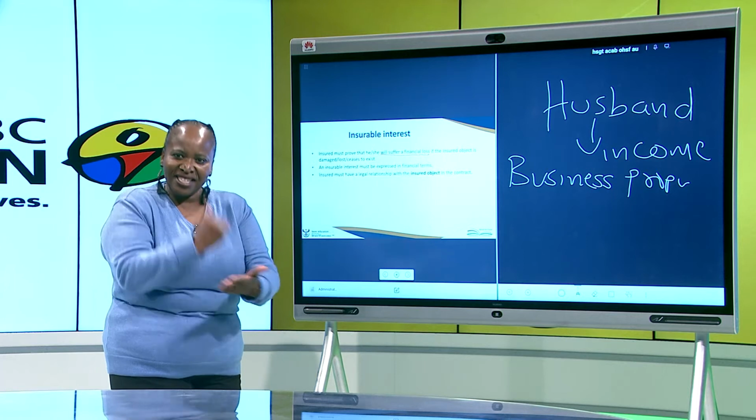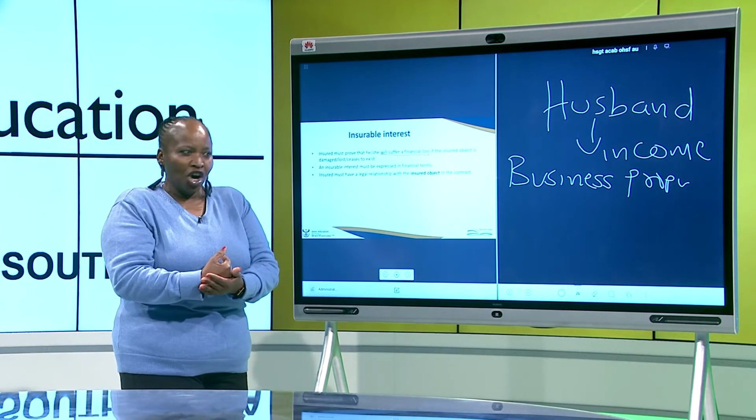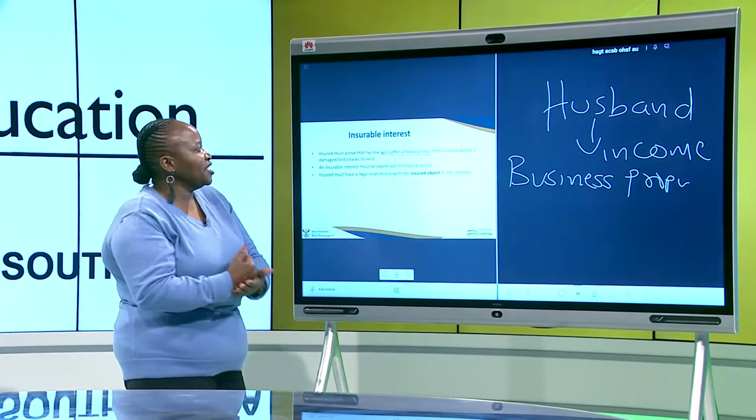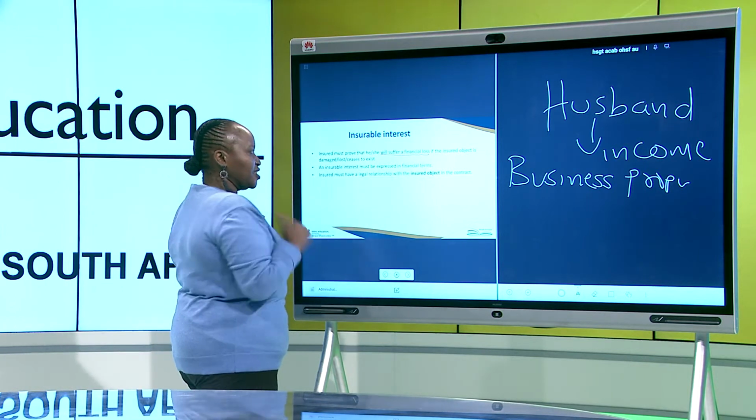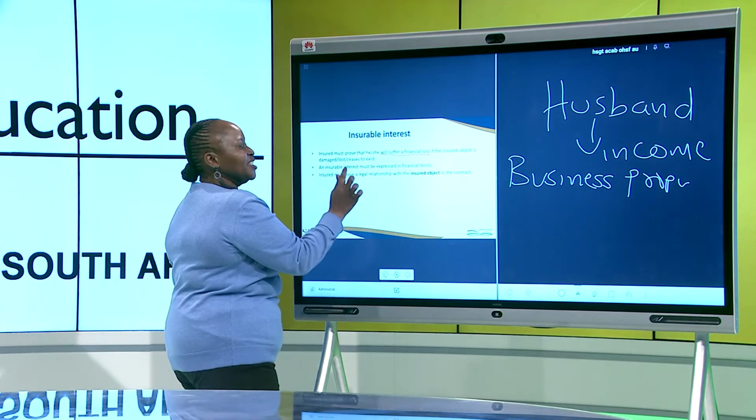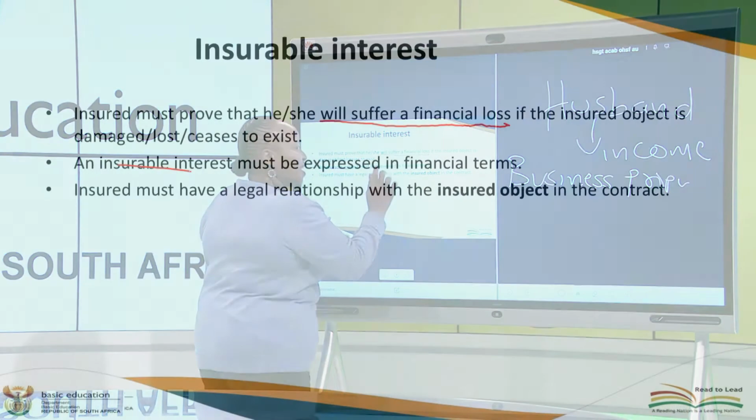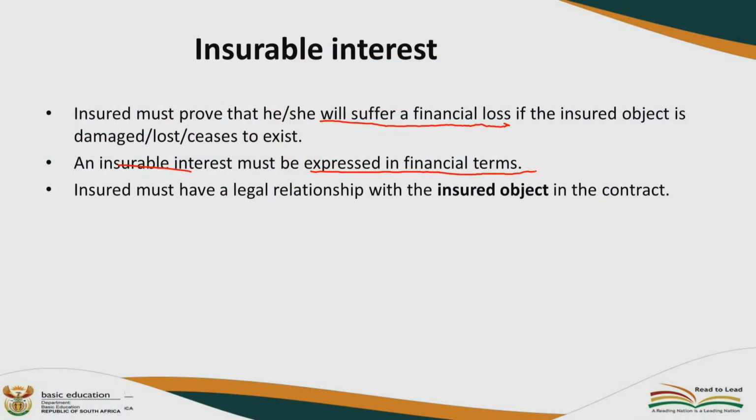Insurable interest exists because an insured will suffer a financial loss if the object is destroyed. And an insurable interest must be expressed in financial terms. No financial loss, no insurable interest. But if there is financial loss, then there must be insurable interest.